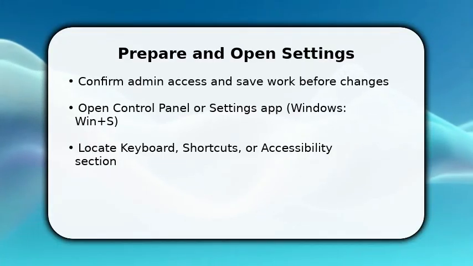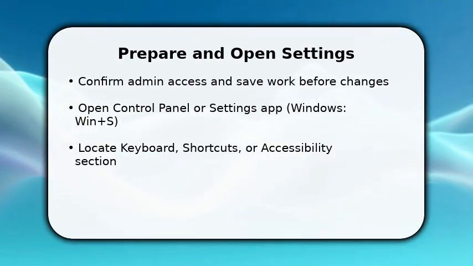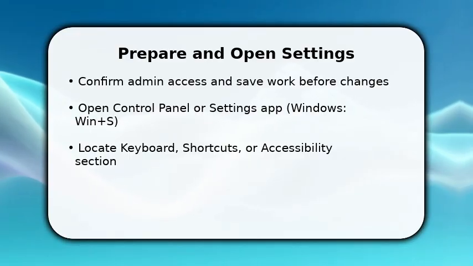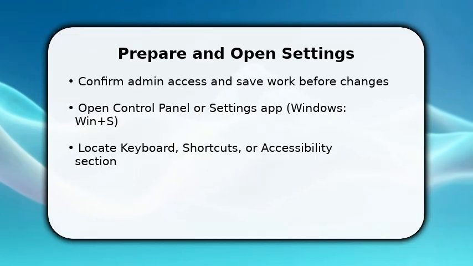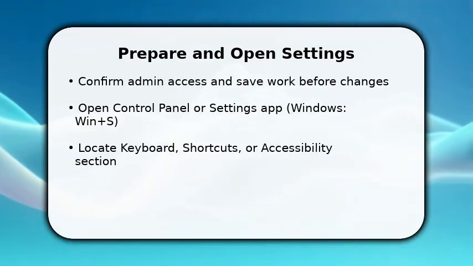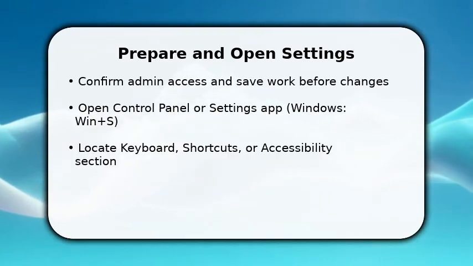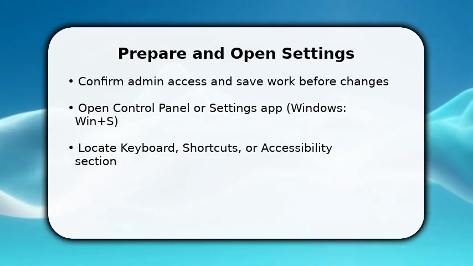You begin by confirming you have admin access and closing apps that might interrupt. Open the Control Panel or Settings app now. On Windows, press Win+S and type Control Panel. Once done, navigate to Keyboard, Shortcuts, or Accessibility so you can see existing mappings. Make sure to note any current shortcuts you might overwrite.